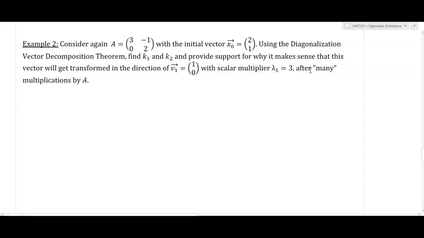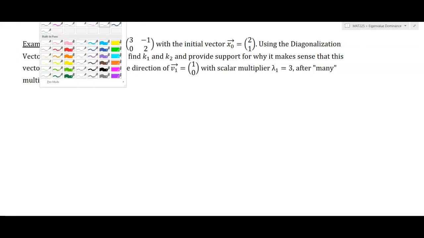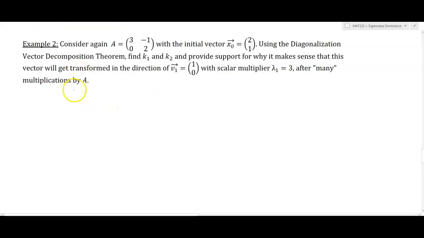Okay, so here's what we're going to do. First of all, we find our eigenvalues and eigenvectors, which we found using Wolfram Alpha: lambda 1 is 3, and lambda 2 is 2. Lambda 1 equals 3 corresponds to v1 equals the vector (1, 0), and v2 is the vector (1, 1).